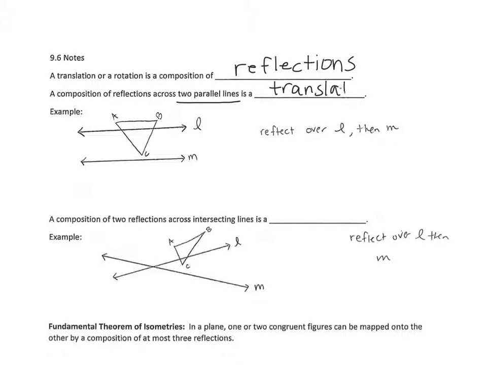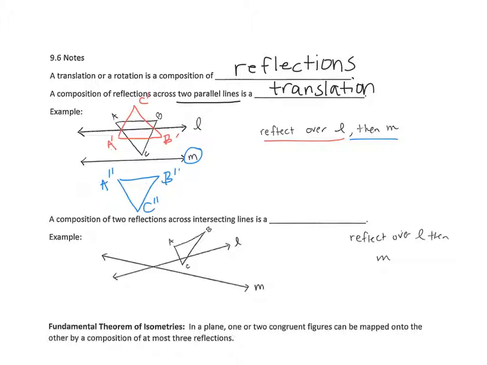So I'm going to show you what it looks like here. The order matters in how you reflect these. If I'm going to reflect over L first, I'm going to take ABC and reflect it over L. So it's going to look something like this. So this is B prime, A prime, and C prime. Then I'm going to reflect the red over the blue line right here, the blue line M. So it looks like this. So it's going to be A double prime, B double prime, C double prime.